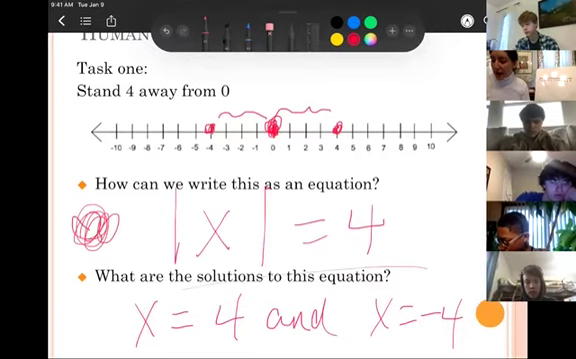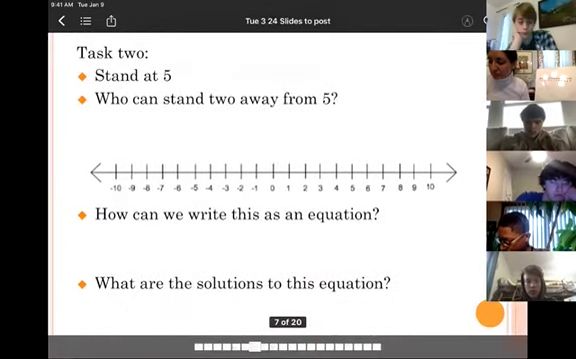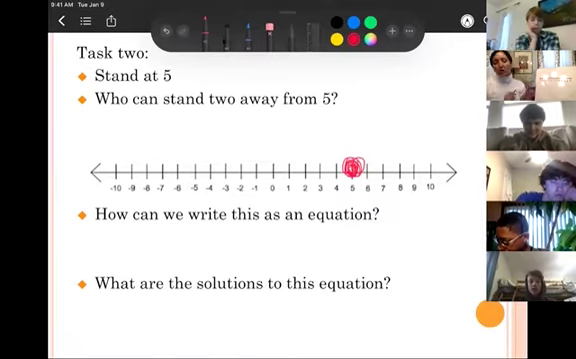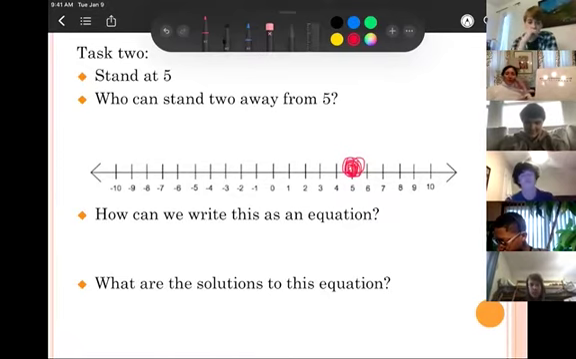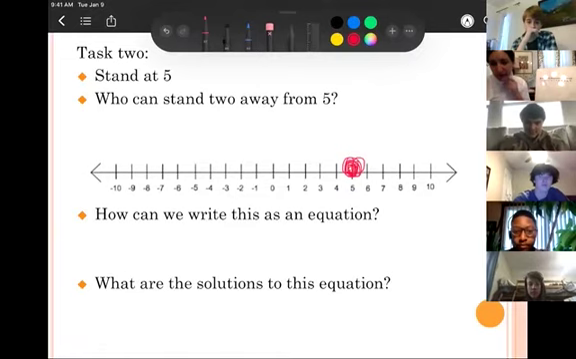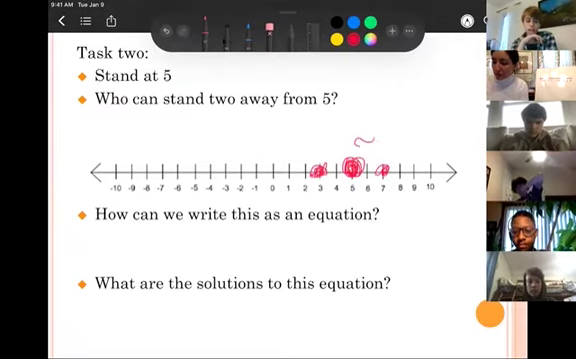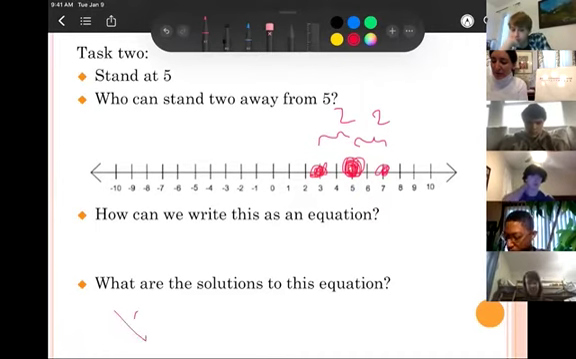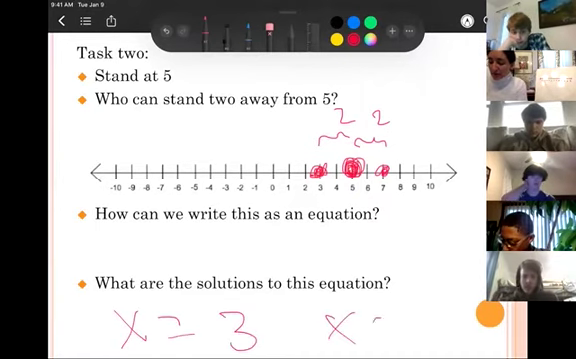All right, so let's try this one. If I was standing at 5, if I put Batman at 5, and I want to stand 2 away from 5, where could I go if I'm standing 2 away from 5? 3 and 7. Yeah. We're 2 away, and we're 2 away. So the solutions to this would be x equals 3 and x equals 7.